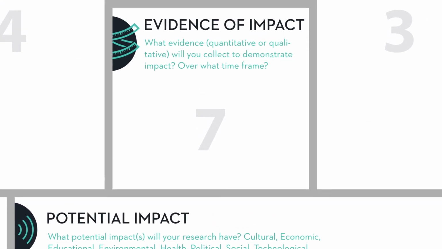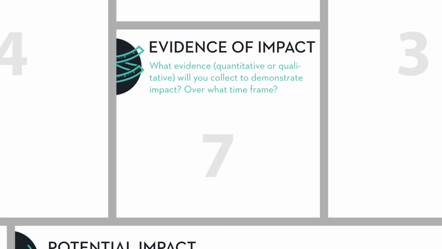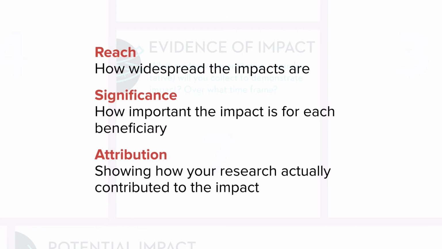Evidence of impact. It is important to work out what evidence you need to collect to demonstrate impact and over what time frame. In general, you should think about collecting evidence of 3 things. The first is reach, how widespread the impacts are. The second, significance, how important the impact is for each beneficiary. And attribution, showing how your research actually contributed to the impact.